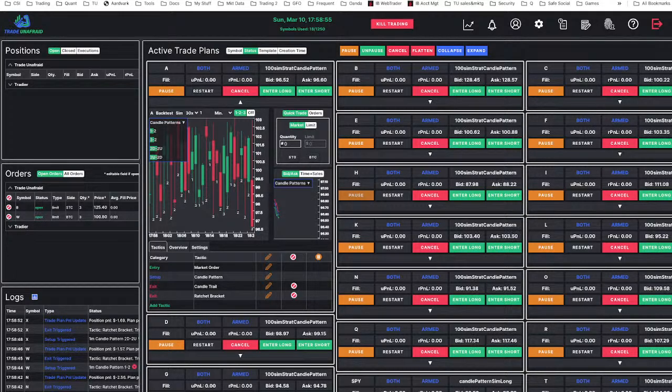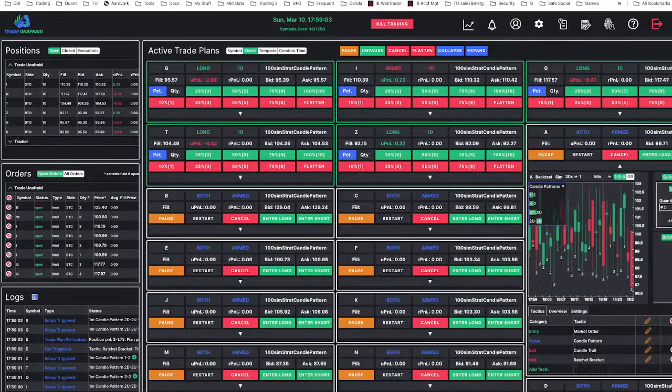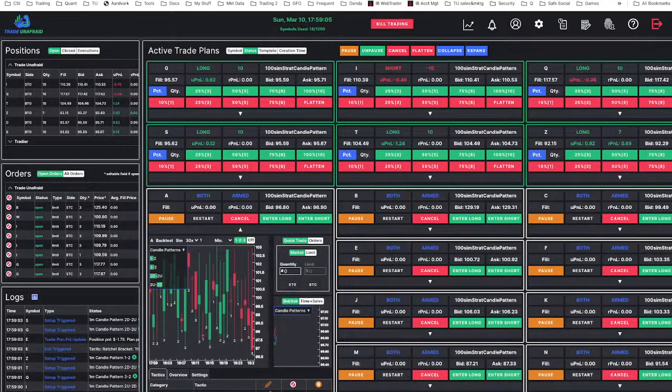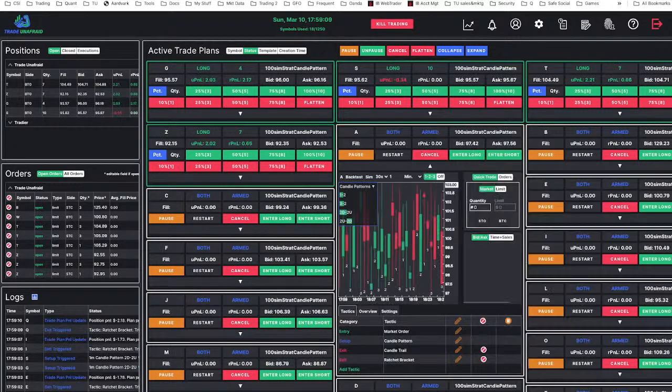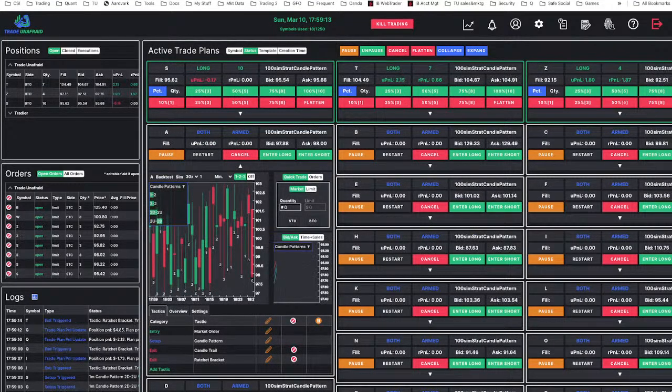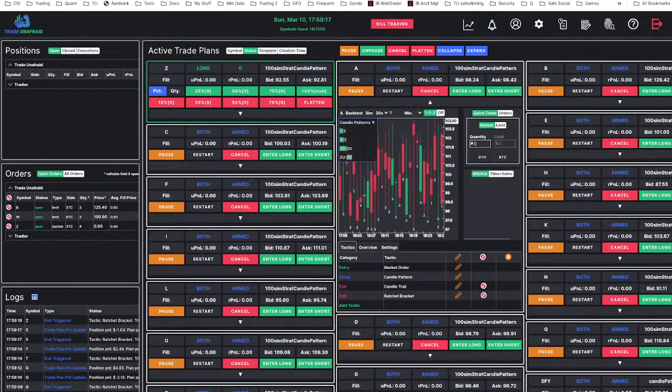The exit tactics still kick in and manage the whole trade. So we've got our candle trail and we've got our ratchet bracket, and they're all doing their thing, even though I did the entry manually. And that works the same if you kick off a trade plan from TradingView or some other software that can send a webhook.